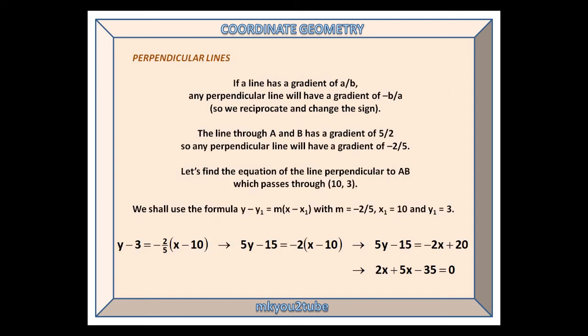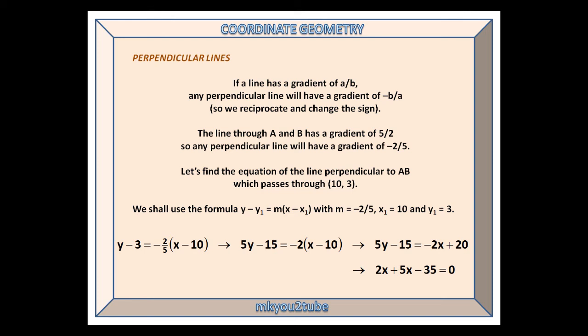Finding the gradient and equation of a perpendicular line. If a line has a gradient of a over b, then any perpendicular line will have a gradient of minus b over a. So we reciprocate and change the sign. The line through A and B has a gradient of 5 over 2, so any perpendicular line will have a gradient of minus 2 over 5.